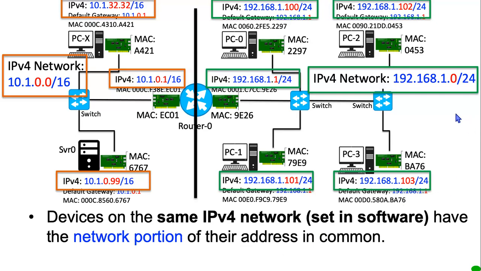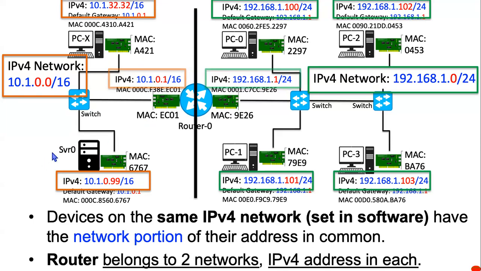So devices on the same IP network, which IP addresses are set in software, must have the same network portion in common. Okay. So on this side of the router, these devices are on the same IP network, and these devices are on the same network on this side of the router. Notice that the router belongs to two IPv4 networks. It has an address for each one and an Ethernet NIC card on each one.